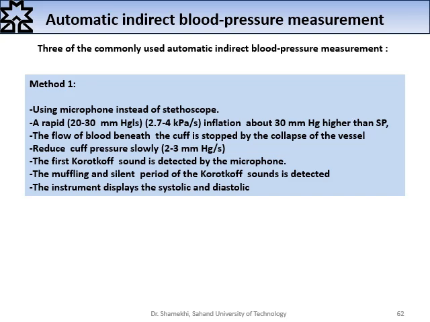A rapid inflation about 30 millimeters Hg higher than systolic pressure, and after that the flow of blood beneath the cuff is stopped by the collapse of the vessel. Reduce cuff pressure slowly, 2 to 3 millimeters Hg per second. The first Korotkoff sound is detected by the microphone. The muffling and silent period of the Korotkoff sound is detected. The instrument displays the systolic and diastolic pressure.